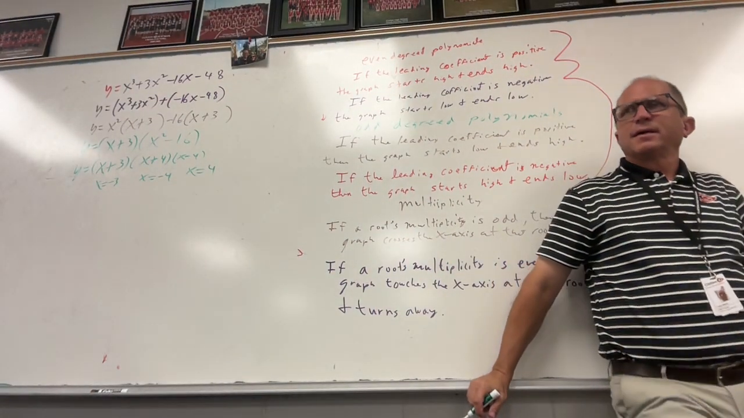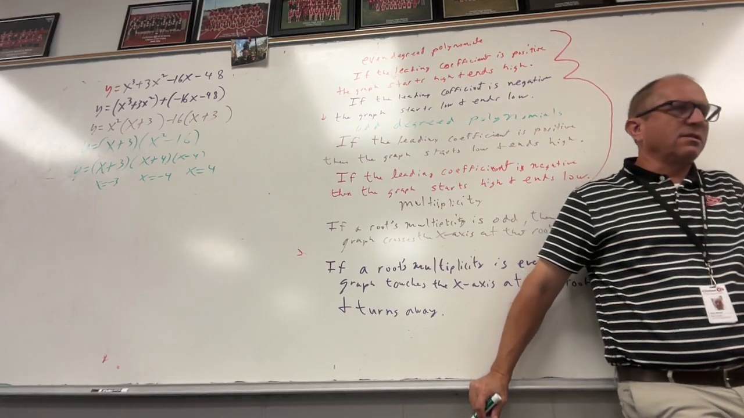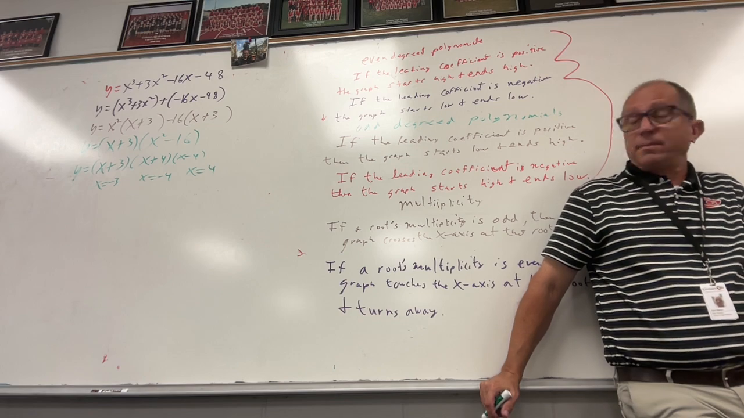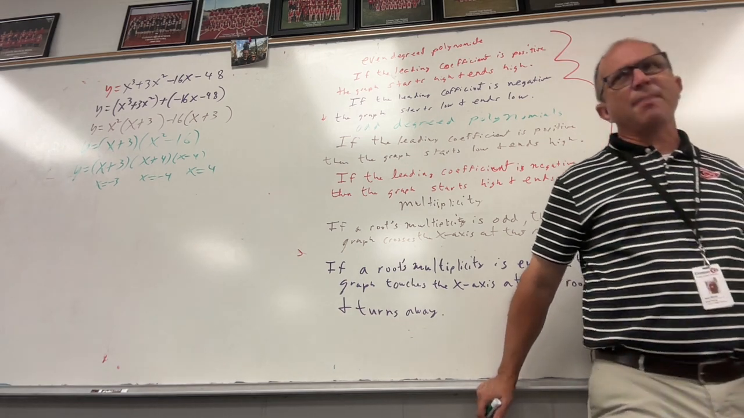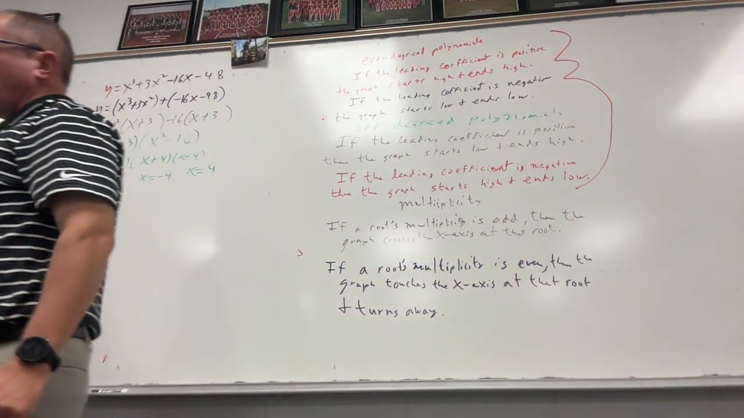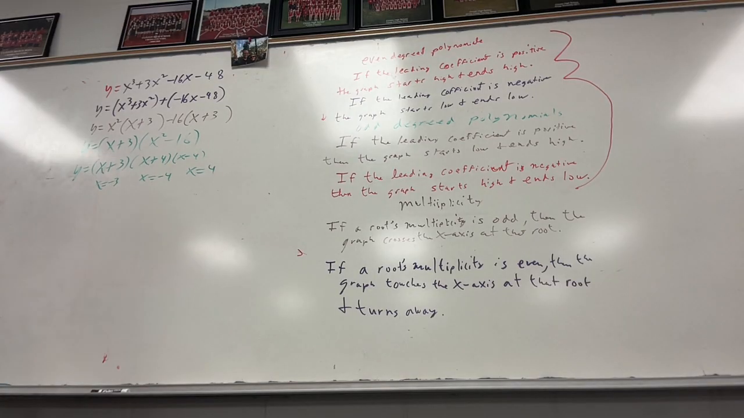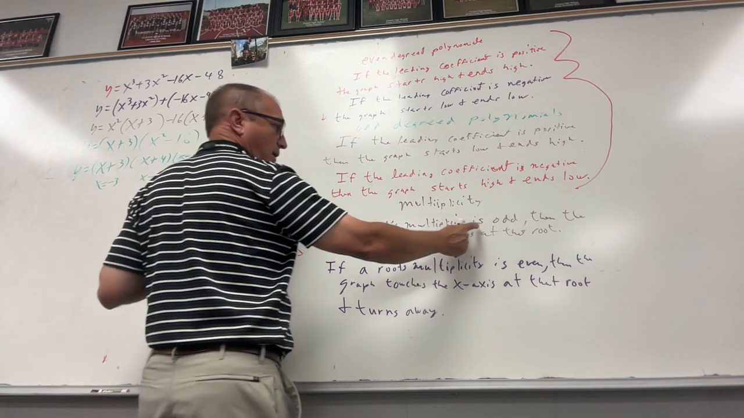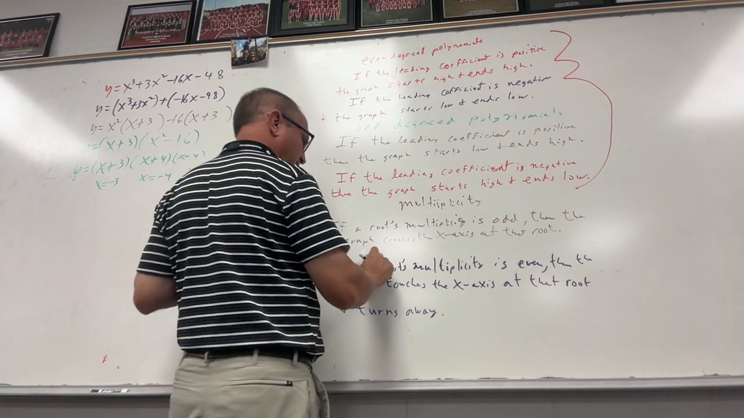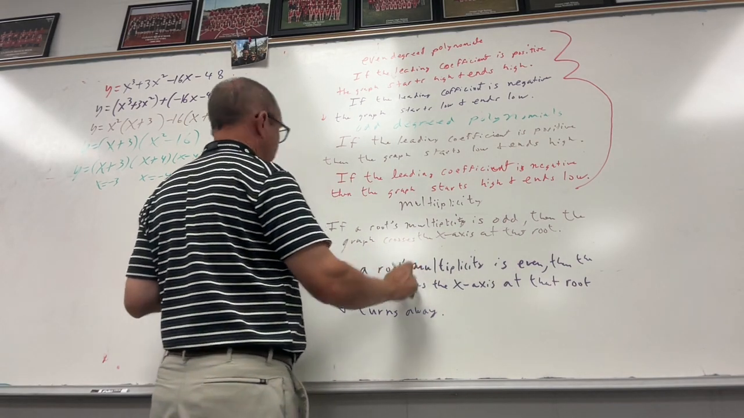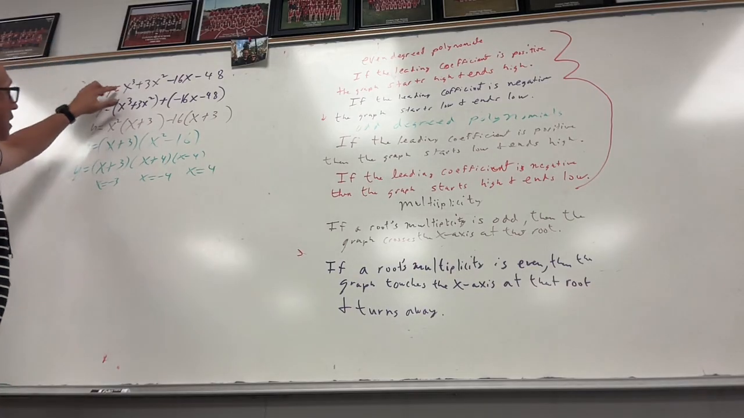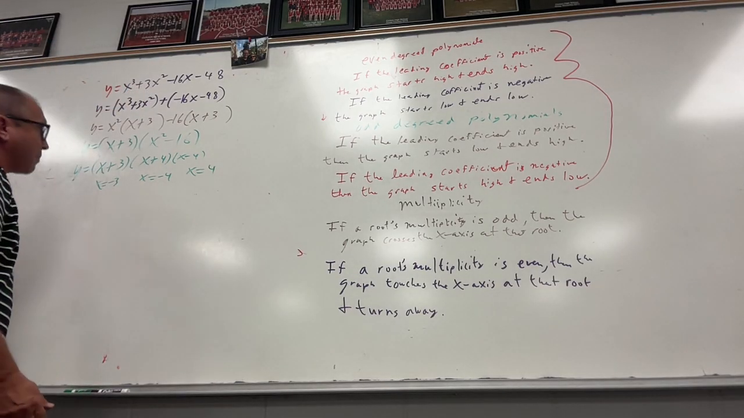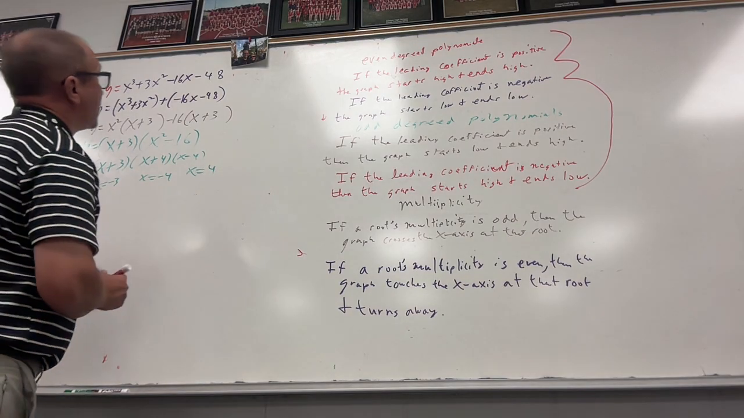What is the multiplicity associated with each one of those roots? 1. So what's going to happen to our graph on each one of these? We're going to cross, right? We have all odd multiplicities. So every time I hit one of my values, I'm going to cross there. Leading coefficient here is positive 1. It's odd degree. So I also know that I'm going to start low and end high.